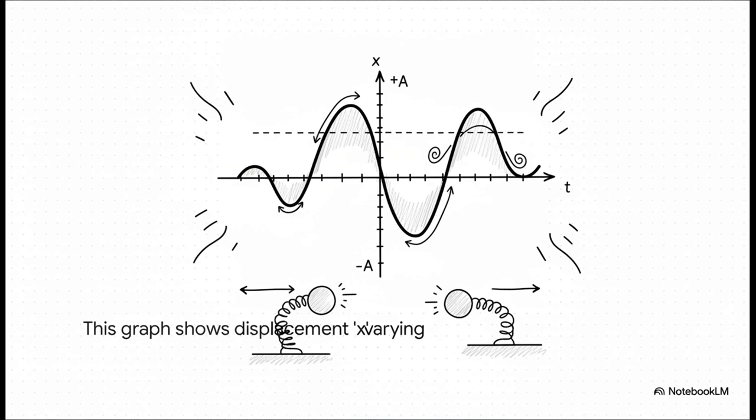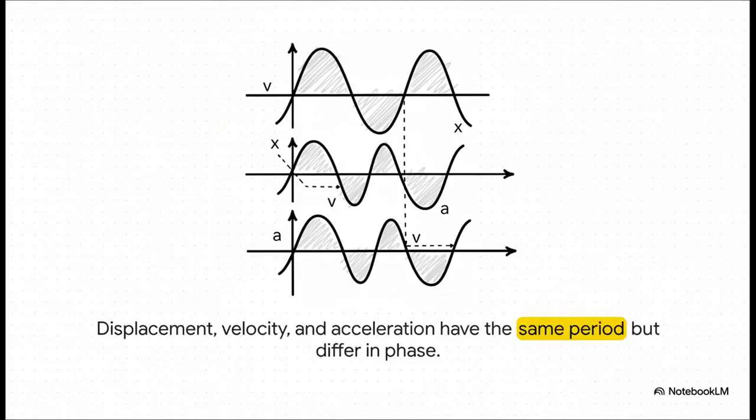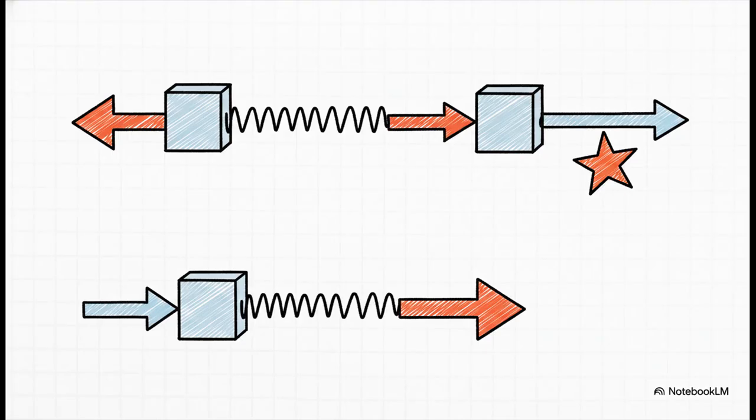Now, a very important point for your exams. How do speed and acceleration change in SHM? This slide is crucial. Notice how when displacement is maximum, velocity is zero, and when displacement is zero, velocity is maximum. Remember this golden rule. The acceleration is always opposite to the displacement.